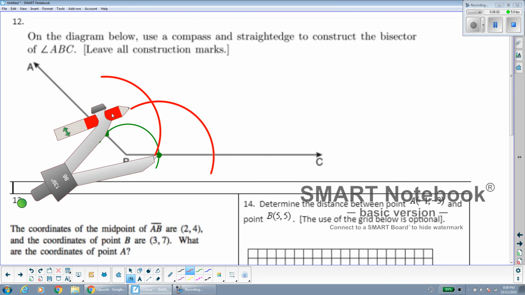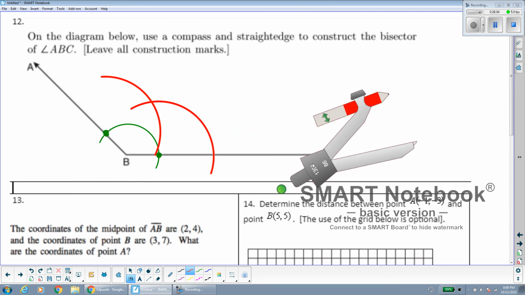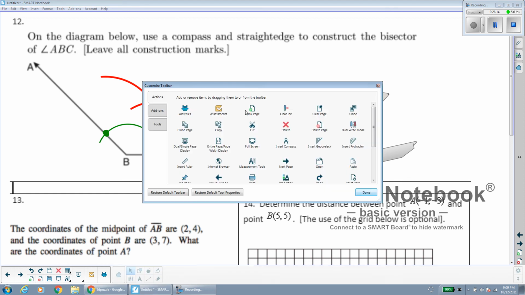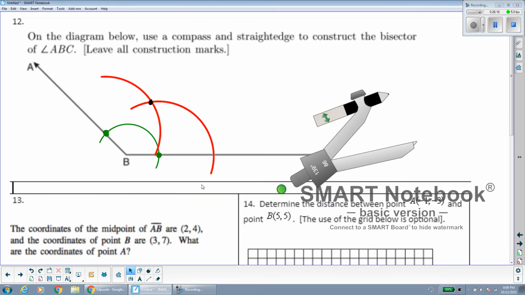And I'm going to make the same exact arc. You should see a point where the arcs meet. And that is where we're going to draw the bisector through. Oh no, there we go.